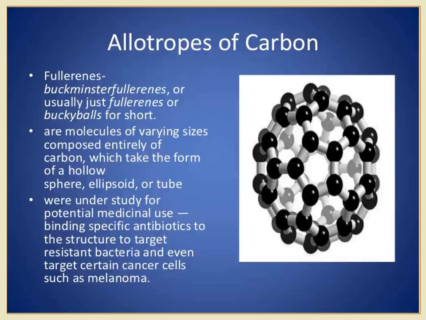There is another allotropic form of carbon, that is graphene. It is a single planar sheet of sp2 hybridized atoms that are densely packed in a honeycomb structure.